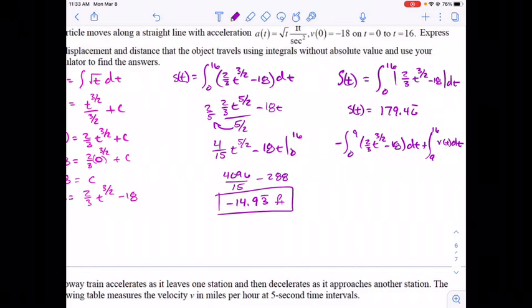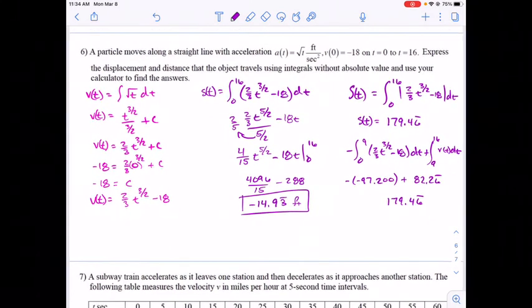Okay, so that's going to give us a negative 97.2. I think multiple zeros here, and then we're going to add, which you get 82.26 repeating. That's what you get for the second from 9 to 16, which gives us 179.46 repeating. So anything that's below the x-axis in the velocity function, when you're talking about distance, you have to put a negative out front.